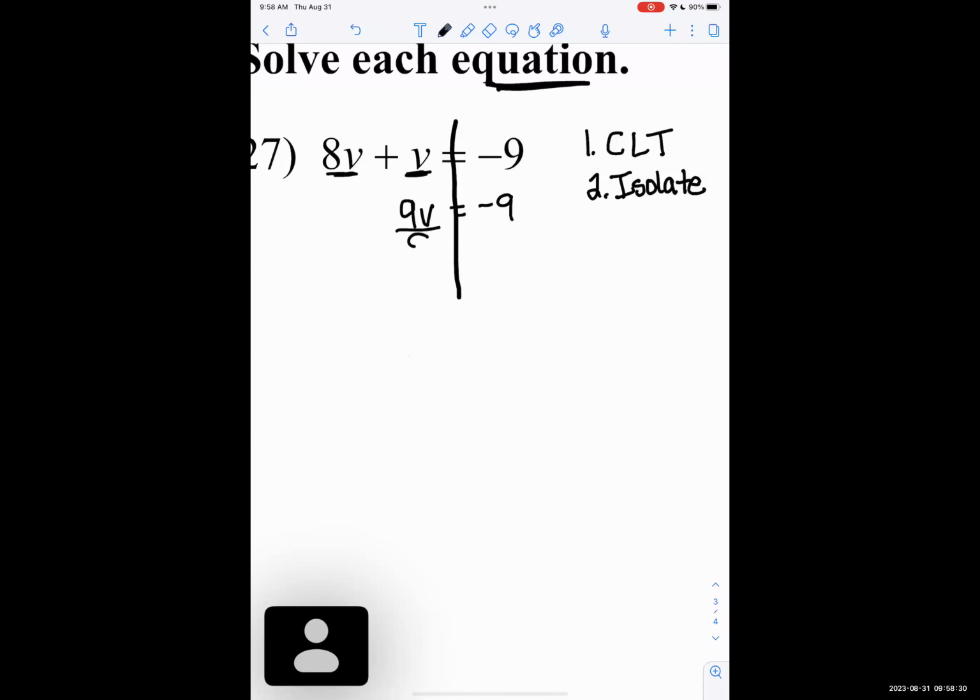Okay, so blank space, that means those two things are being multiplied. The opposite of multiply is divide. So v is equal to -1. Correct. Good job.